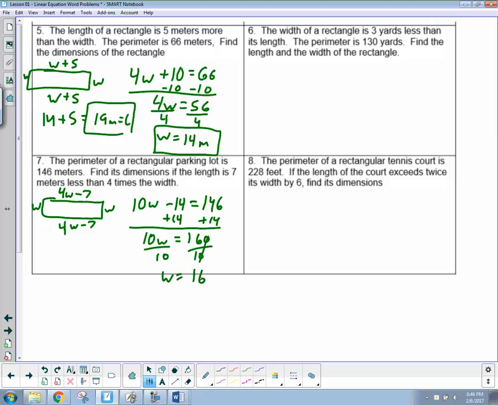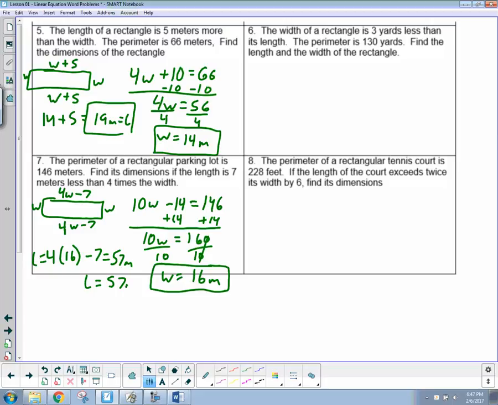16 looks like meters again. Plug that back in, so 4 times 16 minus 7. I plugged all this in my calculator and I got 57 meters. And that's what L is going to be. Okay? I'll put it right here. L is 57 meters.